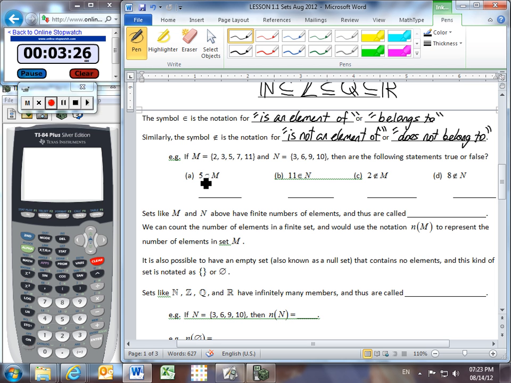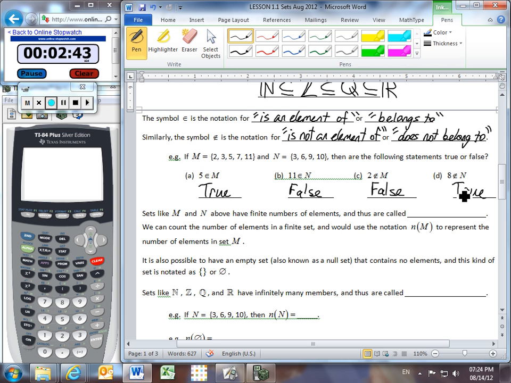So, if we read this, 5 is an element of set M. Is it true that 5 belongs to set M? Yes, it is. True. Is 11 an element of set N? No, 11 is not there. False. 2 is not an element of set M. Well, 2 is an element of set M, so this must be a false statement. And lastly, 8 is not an element of set N. Yeah, that's true. 8 is not an element of set N, so that's true.